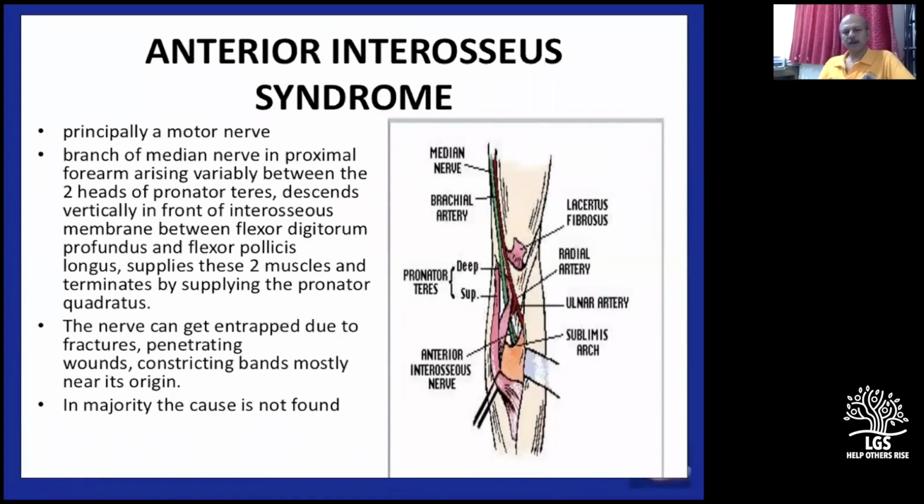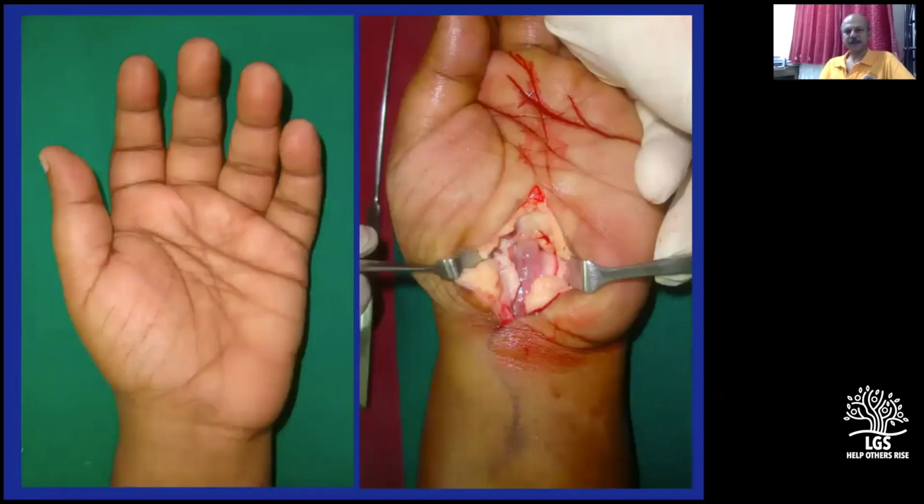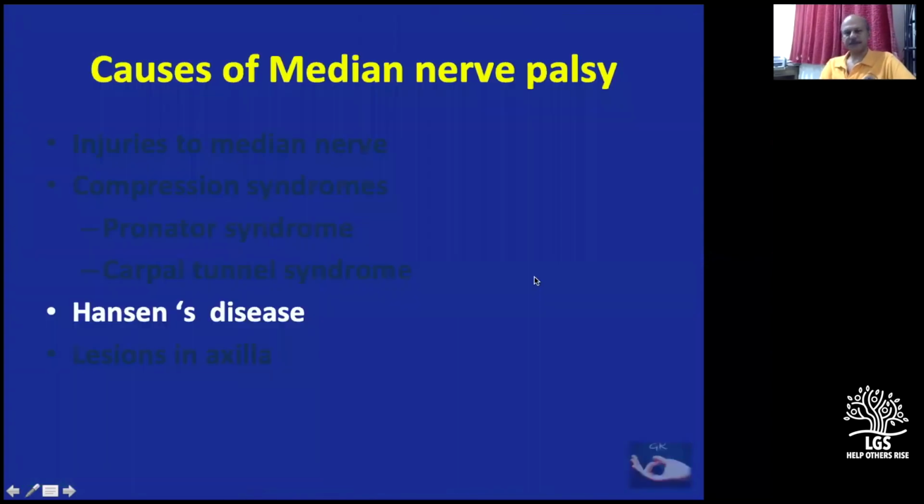So we have a problem affecting the muscles supplied by the anterior interosseous nerve, that is the flexor pollicis longus and the flexor digitorum profundus of the index and middle fingers. And lastly, the carpal tunnel syndrome. Patients will complain mainly of loss of sensation and weakness of the hand. If it is a delayed case, the patient may have some problem of movements of the muscles of the thumb. You can see the thinning out of the median nerve when exploration is done.